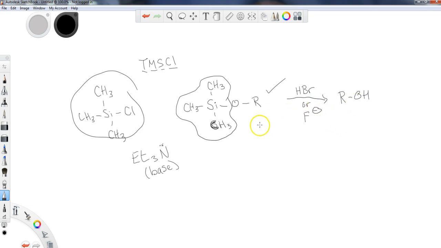Okay? Now, I understand protecting groups can be somewhat complicated, especially if it's the first time you're seeing them. So let's take a look at everything step by step here. So I have an alcohol, right? I want to protect the alcohol from some other type of reaction. So the first thing I need to do is protect the alcohol. That's the goal. So what I would do is I would say, all right, I'm going to subject this to trimethylsilyl chloride along with the triethylamine.